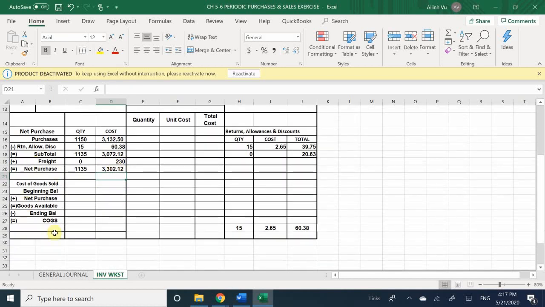Now the next section we're going to fill in is this part right here. So now we got to recognize, did we have a beginning balance? Did we have a beginning inventory? No, we didn't. All right. Here, our net purchases, we take it from the top.